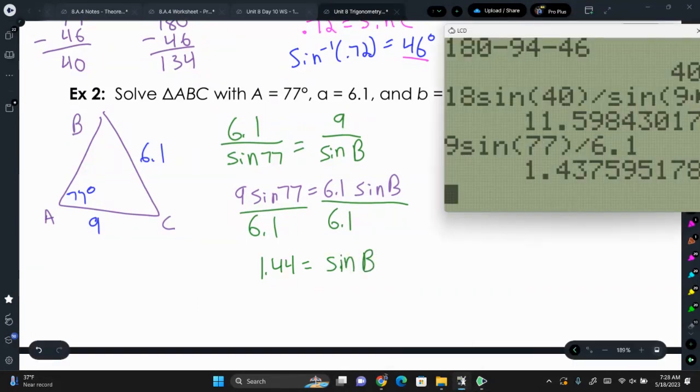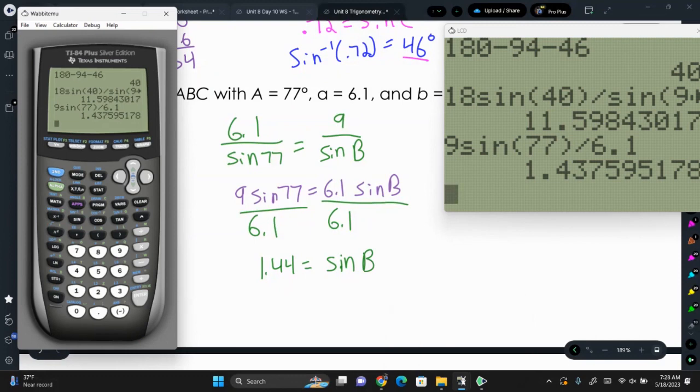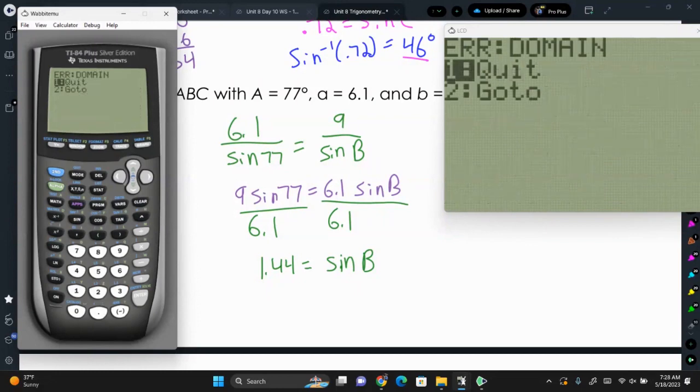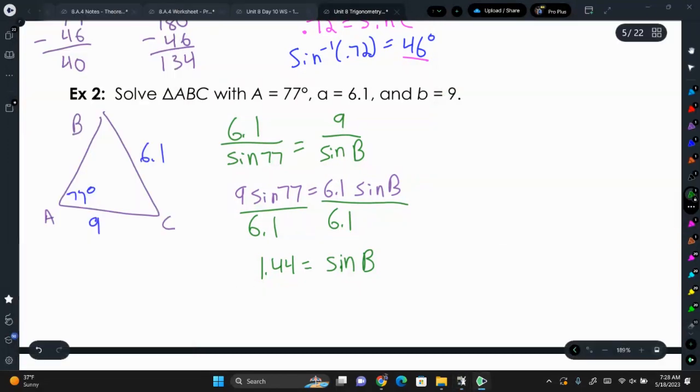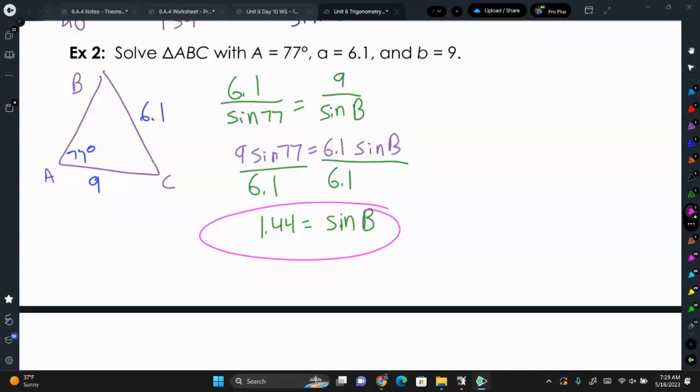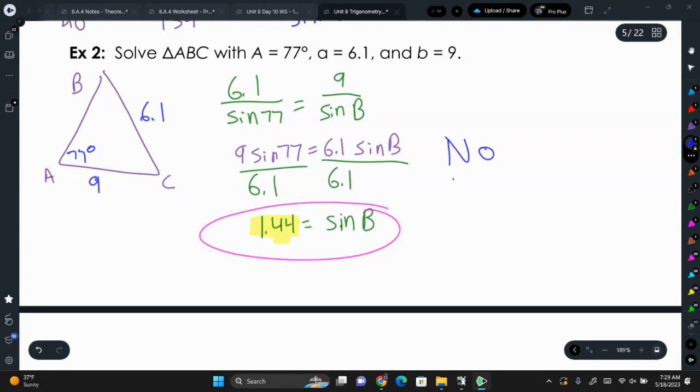Now, if you forgot that I said that if you have to take the inverse sine of a number bigger than 1, that the triangle doesn't exist, if we do second sine, so inverse sine of 1.44, see, we get an error because we can't take the inverse sine of a number bigger than 1. This part right here, because this is bigger than 1, we can't calculate that angle. So this one has no triangles at all.